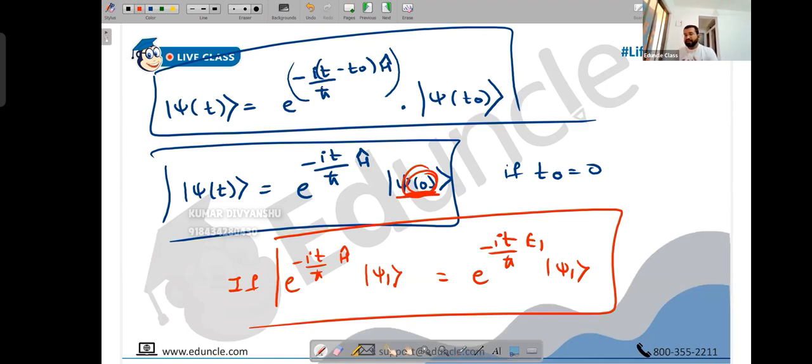Now, how does that wave function evolve with time? Suppose you want to study it. All you have to do is multiply the initial wave function with this. This is how it will evolve with time. Time evolution of a wave function.